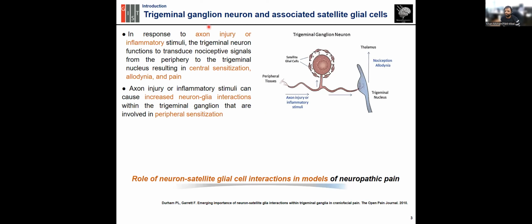Second one is about the trigeminal ganglion and the role of satellite glial cells. When there is any kind of axon injury, the trigeminal neuron executes nociceptive signals, which leads to central sensitization, allodynia, and pain. After that there is an increase in neuron glial cell interaction, which makes the trigeminal ganglion prone to peripheral sensitization.